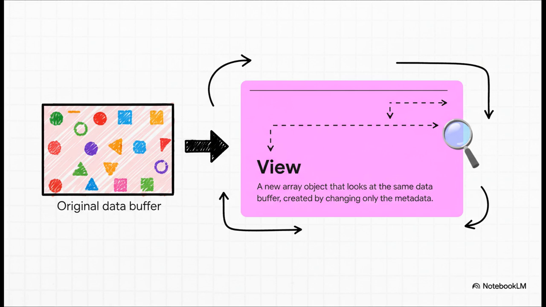So what in the world is a view? Well, when you do a simple slice on a NumPy array, NumPy does something incredibly efficient. Instead of wasting time and memory by creating a whole new array with all the data copied over, it just creates a new, lightweight array object with slightly different metadata that simply points to the exact same data buffer as the original. It's like having a new window that looks at the same scenery.